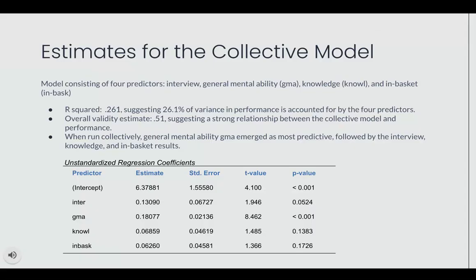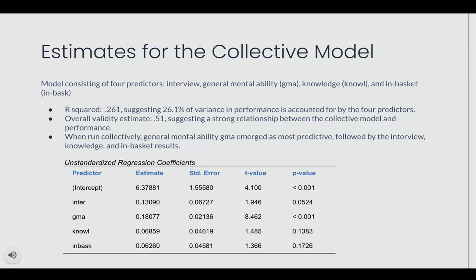Estimates for the collective model. To estimate the effectiveness of the collective model in predicting job performance, we ran a regression analysis consisting of all 4 predictors, and we coded in RStudio to calculate the results. Outputs from the analysis produced an R-squared value of 0.261, suggesting that 26.1% of the variance in job performance is accounted for by the predictors in the model.